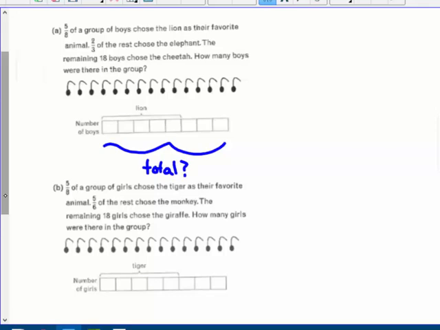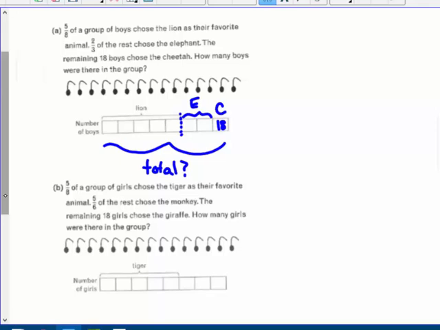5/8. So you can see that there are 8 bars drawn here altogether. 5 of them are labeled with the lion. 2/3, well, there's only 3 of them left. 1, 2, 3. So 2/3 of them chose the elephant. So I'm just going to put a big E here for elephant. The remaining 18 boys chose the cheetah. So this is the 18 that represents the cheetah.